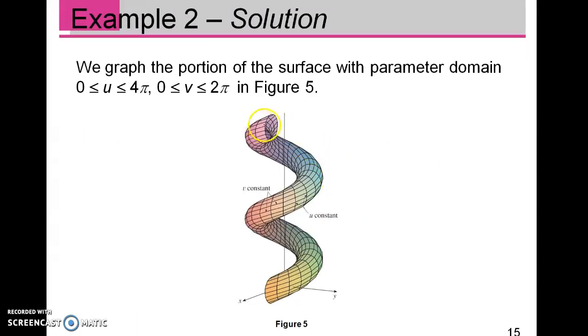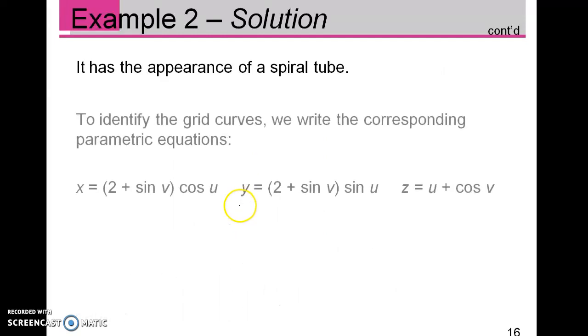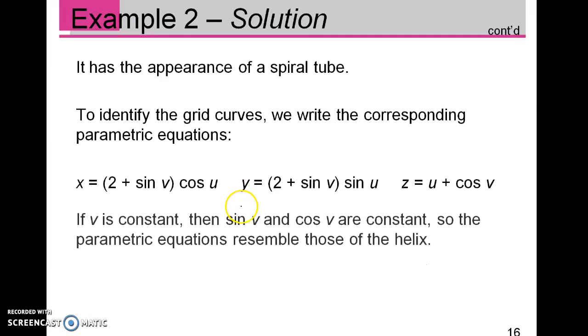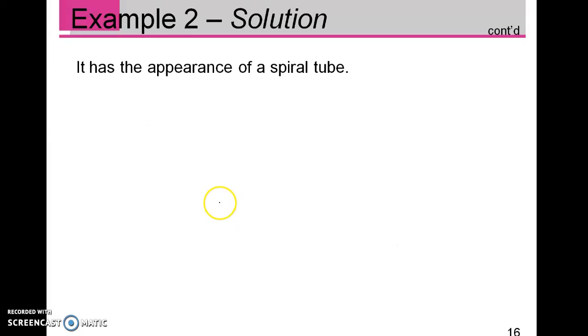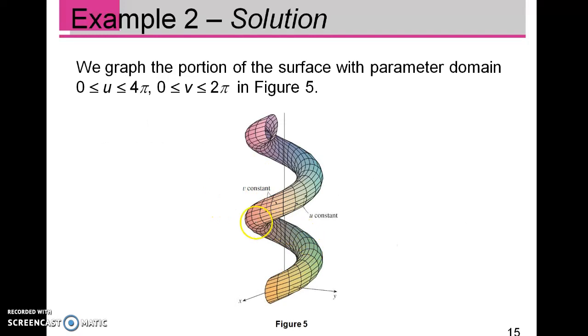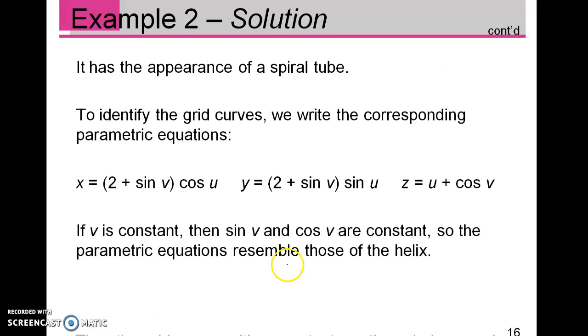Okay, so we've got this curl here. So we can define these grid curves by having v constant and u constant. So you see that in the sphere, this tube, the spiral tube.